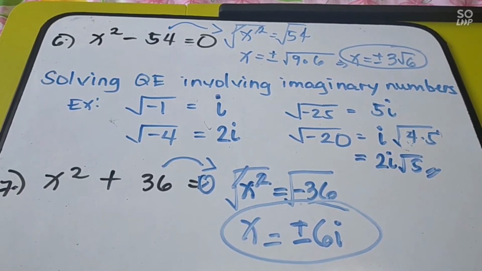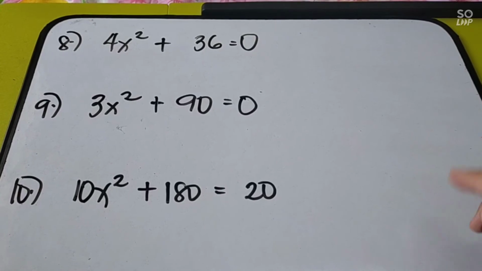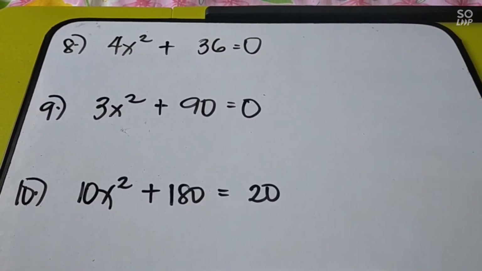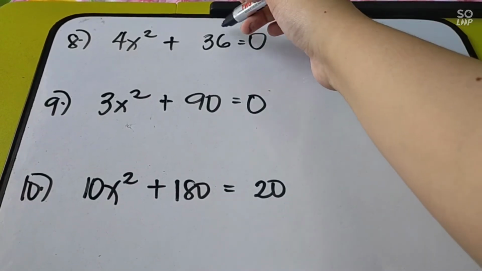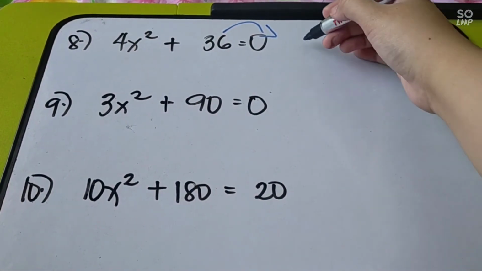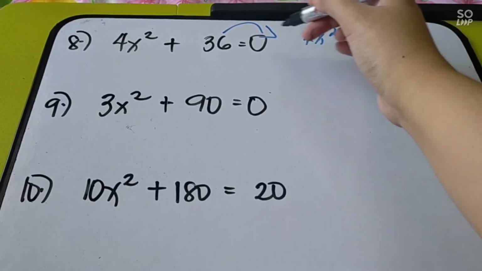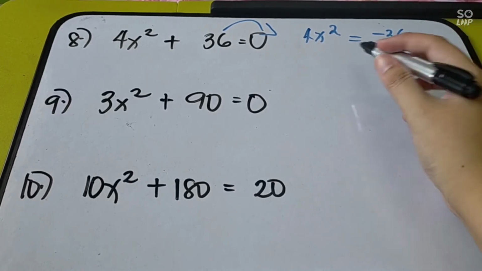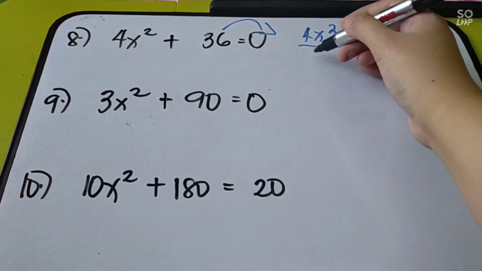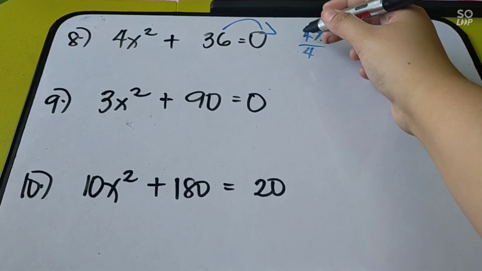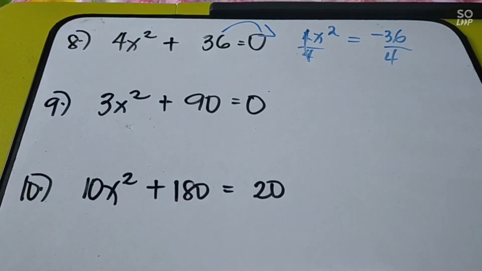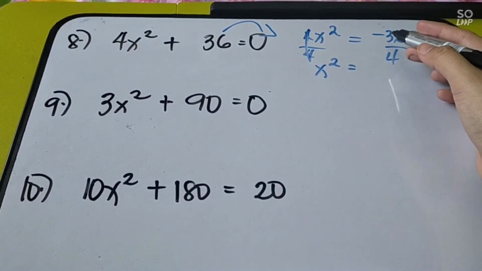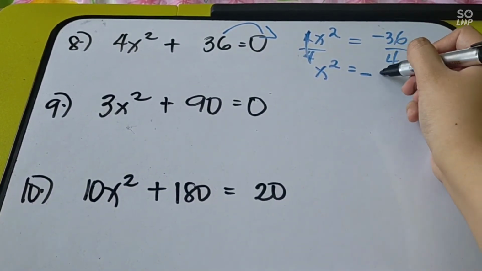Another example. Number 8. 4x squared plus 36 is equal to 0. Again, the constant term must be on the right side. So, you are going to transpose. So, we have now 4x squared, then positive becomes negative, is equal to negative 36. Since you still have 4 there, divide both sides by 4 first. So, 4 divided by 4 is 1. So, what is left is x squared is equal to negative 36 divided by 4. The answer is negative 9.